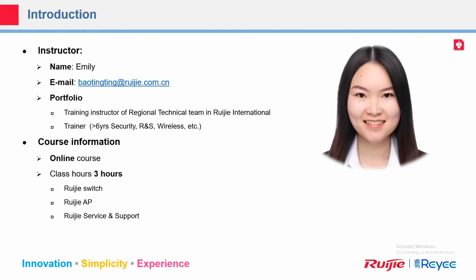The second part is about Ruijie AP, which is very useful in our network, right? Because now everyone has a phone and we want the phone to reach the internet, so the main device is the AP. The third part, I will explain something about Ruijie service and support. Besides the training, you also have other tools to get support about the technology. Maybe you get some trouble and you want to do troubleshooting. We have many tools we can use in Ruijie. So this is about the course.